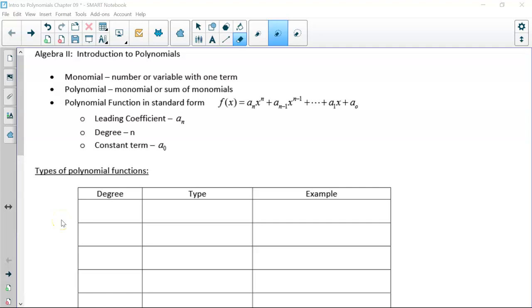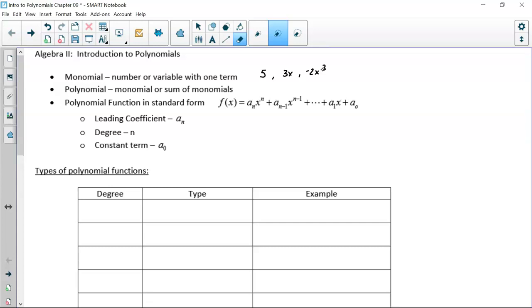Welcome back. We're starting chapter 9 today, and we're going to begin with an introduction to polynomials, giving us a little bit of vocabulary to use in this chapter. So when we talk about a monomial, we're talking about a polynomial with only one term. Now the terms are the things we add. So a monomial could be something like 5. It could be something like a 3x or a negative 2x cubed. Those are all monomials. They have one term.